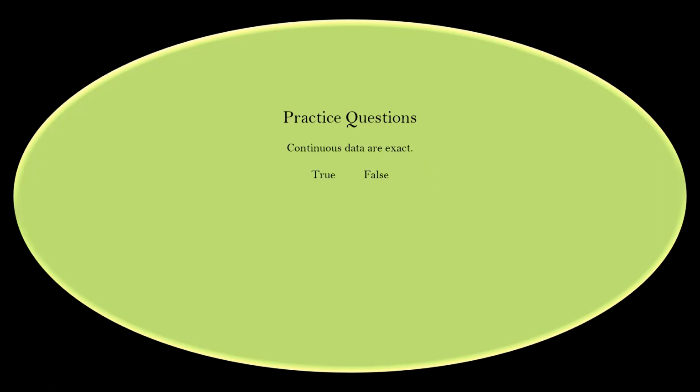Continuous data are exact. That is false. We know it's false, but continuous data are always approximate. Discrete data are always exact. So it's tempting to say, hey, I studied an hour last night. And you can't say I studied exactly an hour. You studied approximately an hour, because time is continuous. And so continuous data are approximate.